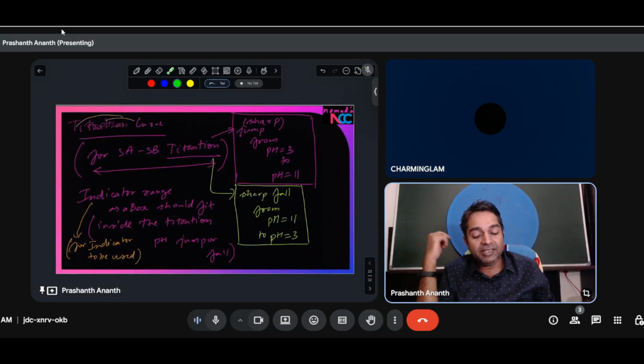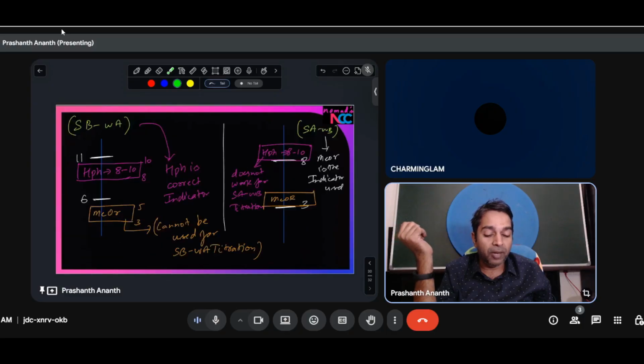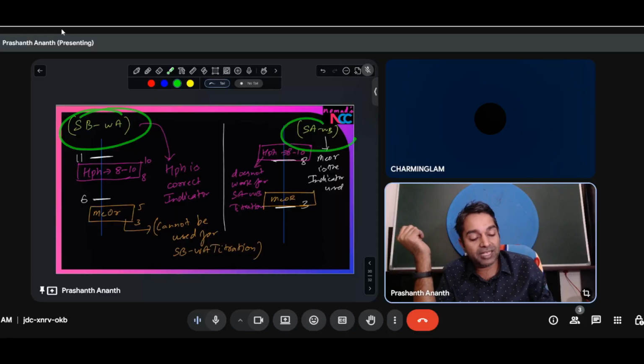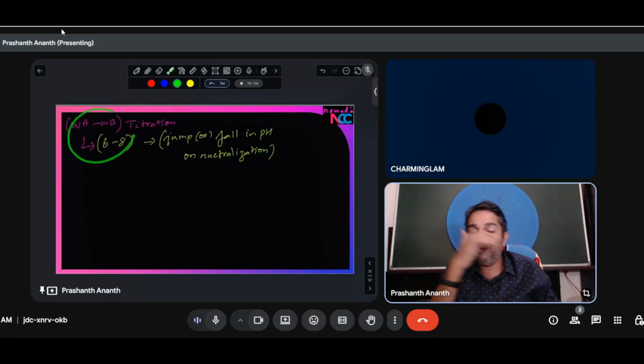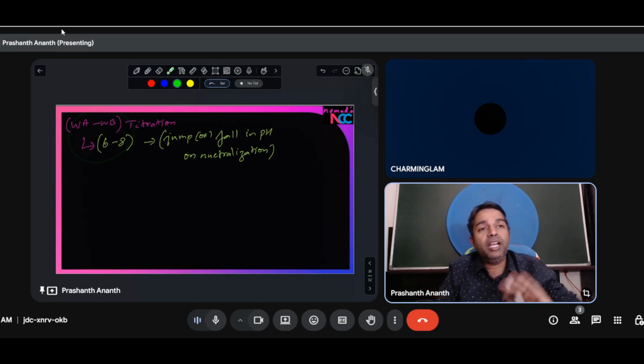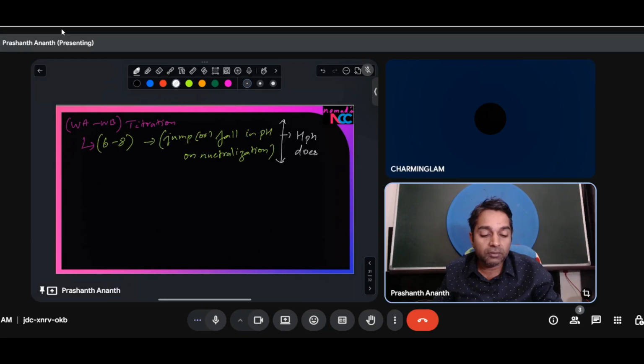So this is basically the scenario here. You're going to have an end point and an equivalence point. The same thing applies for all the other titrations also: strong base with weak acid, weak base, and weak acid with weak base titration. You will have an end point and an equivalence point. The game is to have them as close to each other as possible. And in this case, phenolphthalein does not work.